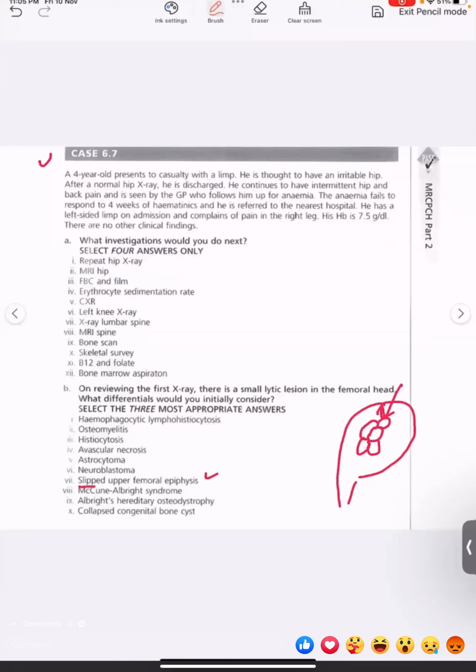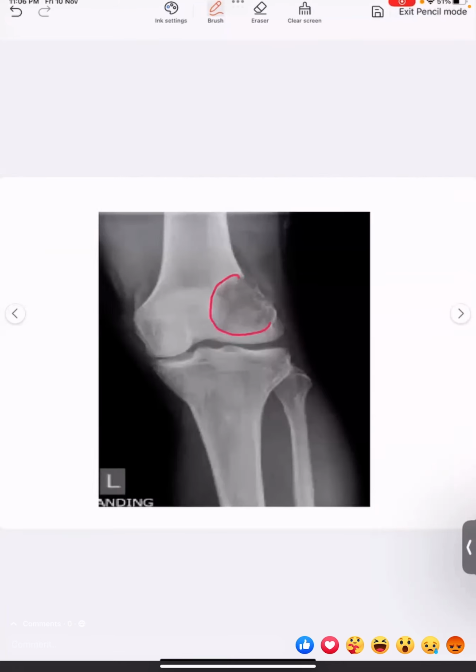Do you have osteolytic lesions in slipped upper femoral epiphysis? No. There will be displacement of the epiphysis of the femur from the acetabulum. Okay. So, neuroblastoma, osteolytic lesion. Now the point, one of you said this is a case of hemophagocytic lymphohistiocytosis, and I said no, this is histiocytosis. What is the difference between the two? I will tell you. See here, we will read this explanation.